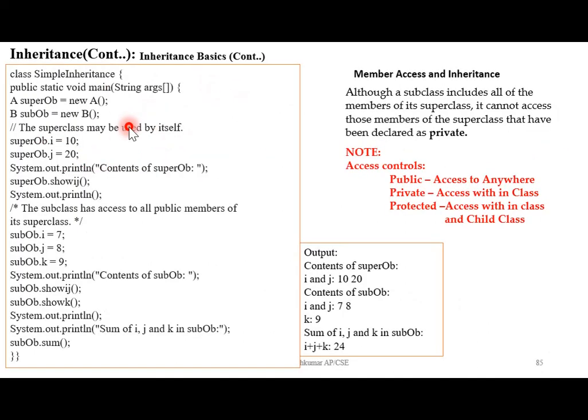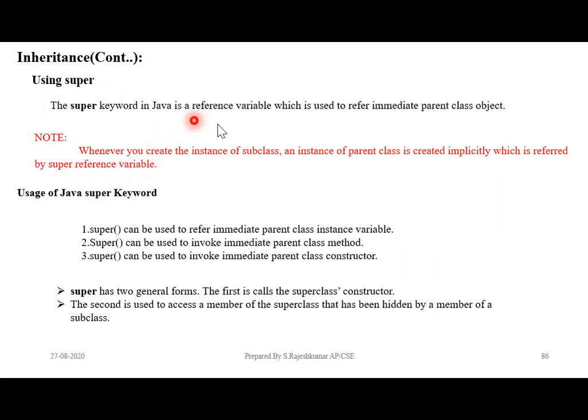As we are creating the reference variable here, the super keyword is also a reference variable which is virtually available, not physically available. Whenever you are inheriting the property from the base class in the child class, the child class automatically has a super keyword. So that means it is a reference variable. Super keyword is a reference variable.